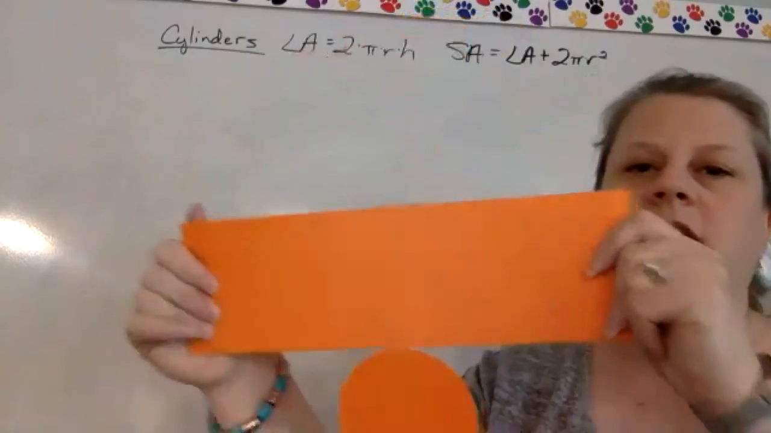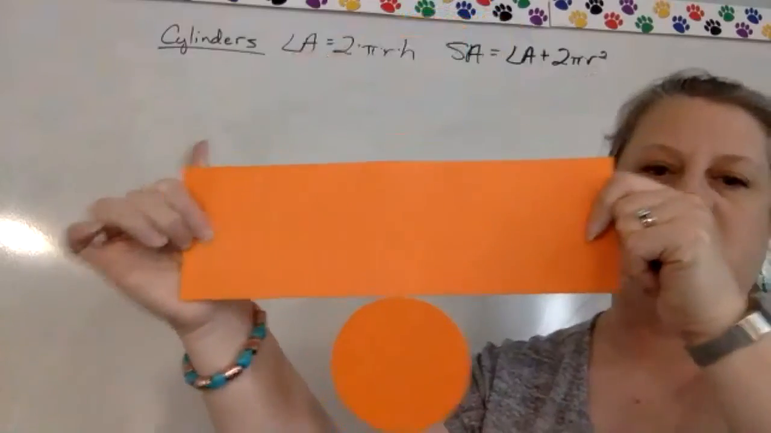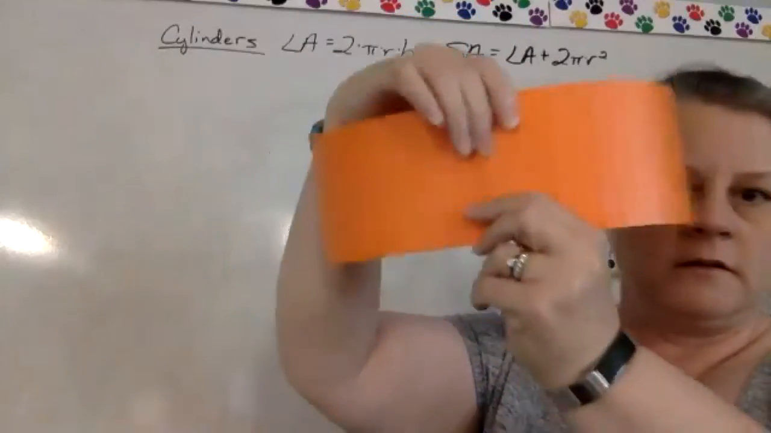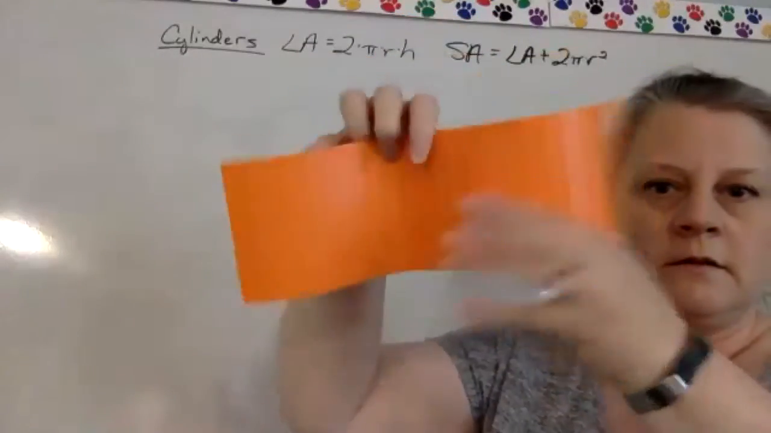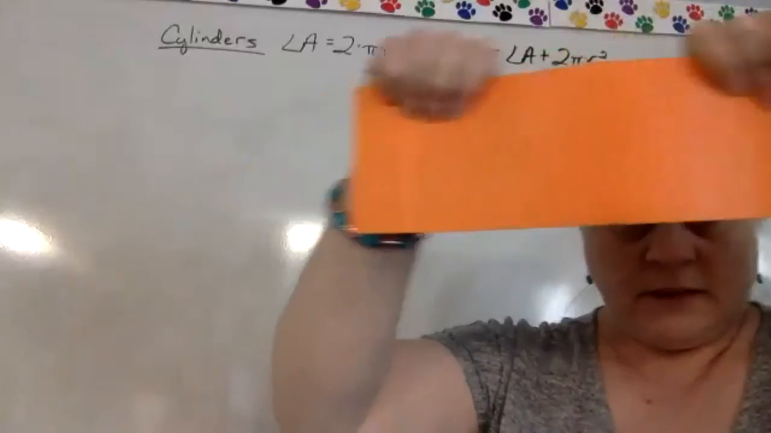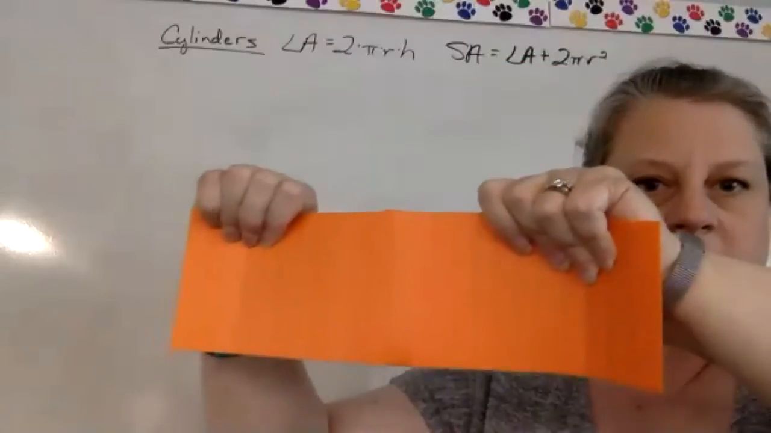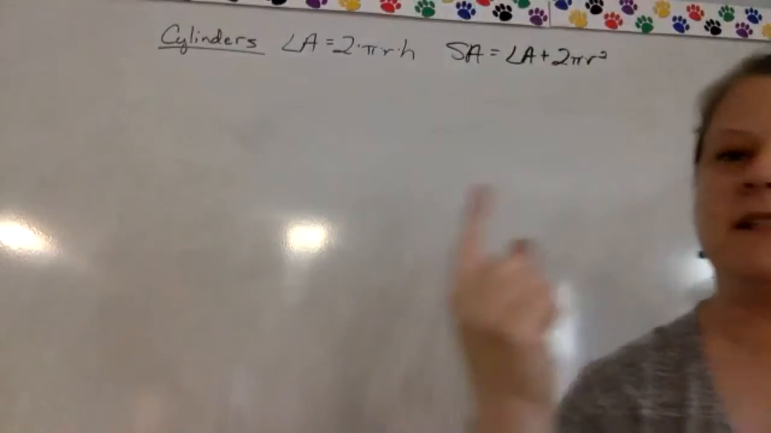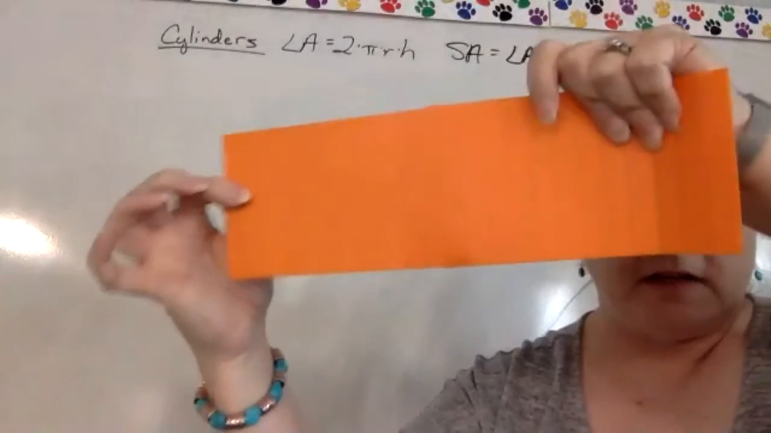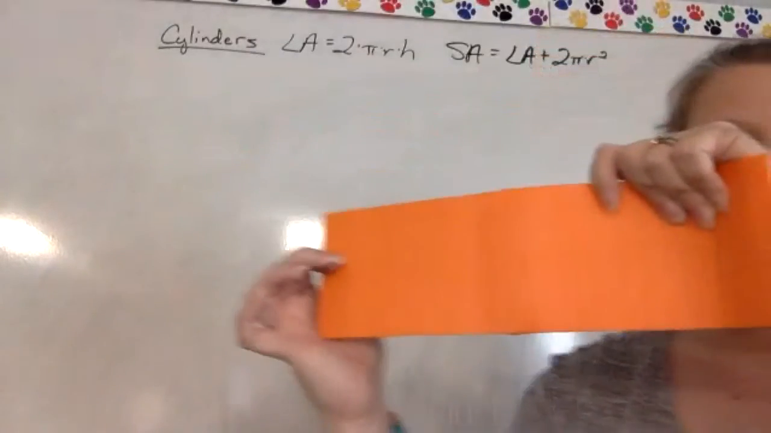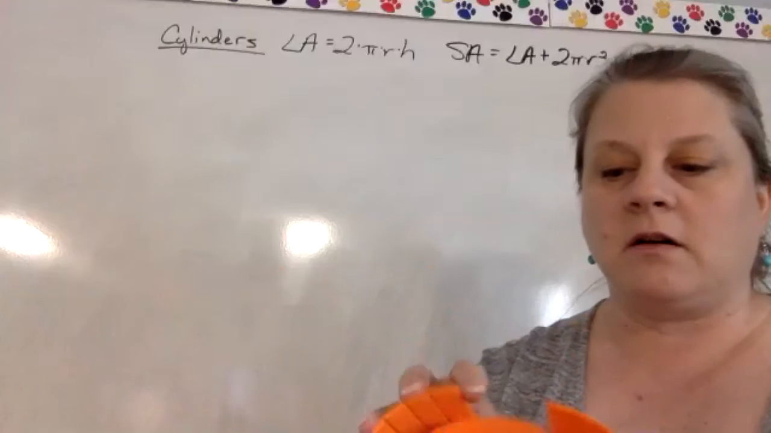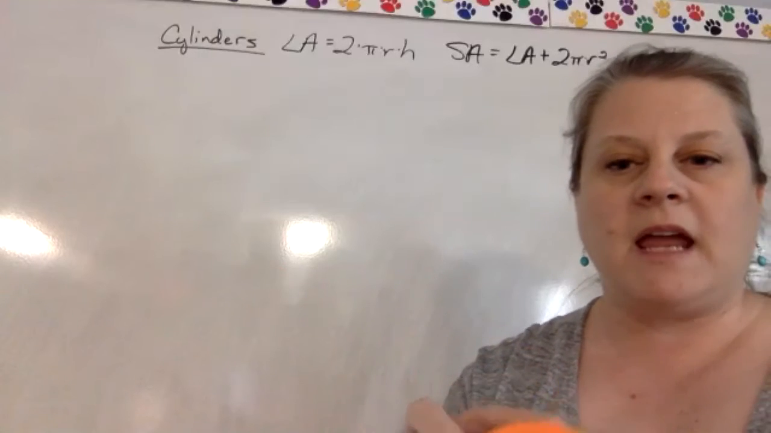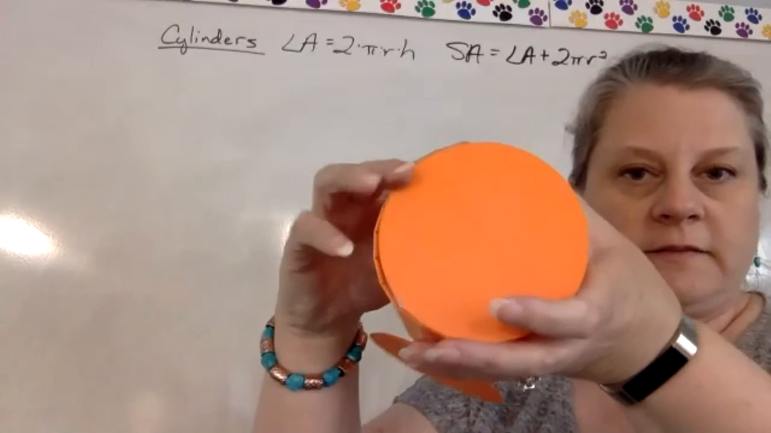Can you get your shirts off your face? What shape is this right here? It's a rectangle. So your lateral area of a cylinder is the area of this rectangle. Now remember, this rectangle curves around to make the circle, correct?